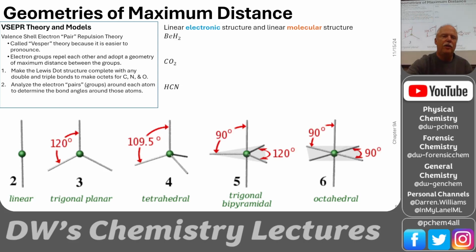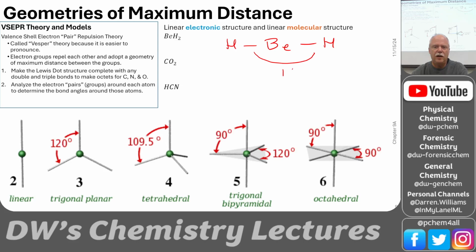Let's go through these, and you can practice with all of these in your notes. Let's just draw BeH2. That'll be the simplest one. Beryllium is over here. It's got 2 valence electrons. Each hydrogen brings 1. So we've got H, Be, H. That's going to be a linear molecule, with 180 degrees between the 2 bonds. That one's easy. Let's do some more difficult ones, otherwise we'll run out of time.